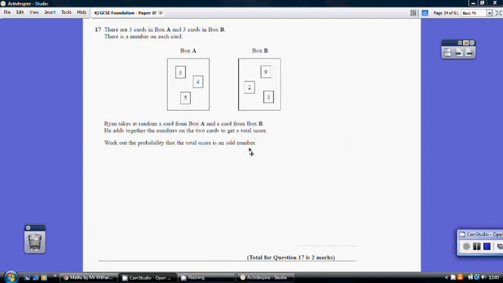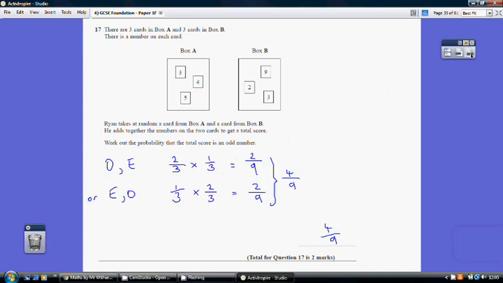Question 17. We need to work out the probability that the total score is an odd number. So how do we get an odd number when we add two numbers together? The ways we can get an odd number is we either get an odd then an even, or we get an even and then an odd. An odd plus an odd is an even, and an even plus an even is an even.